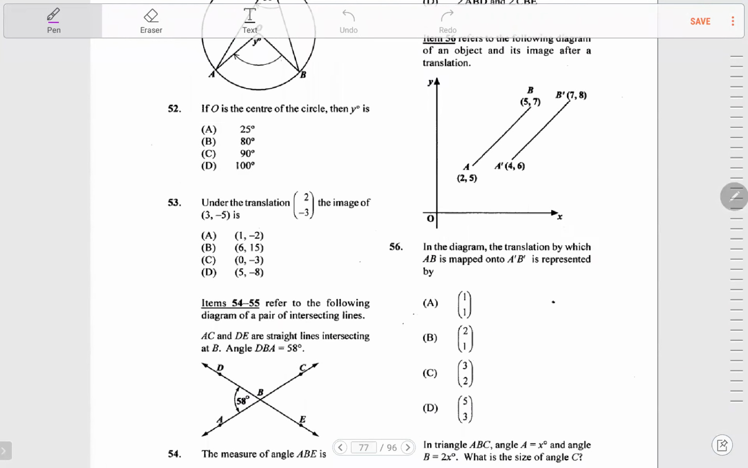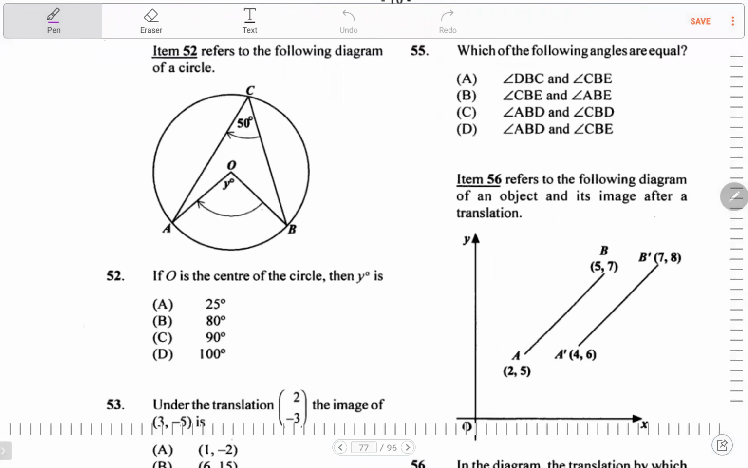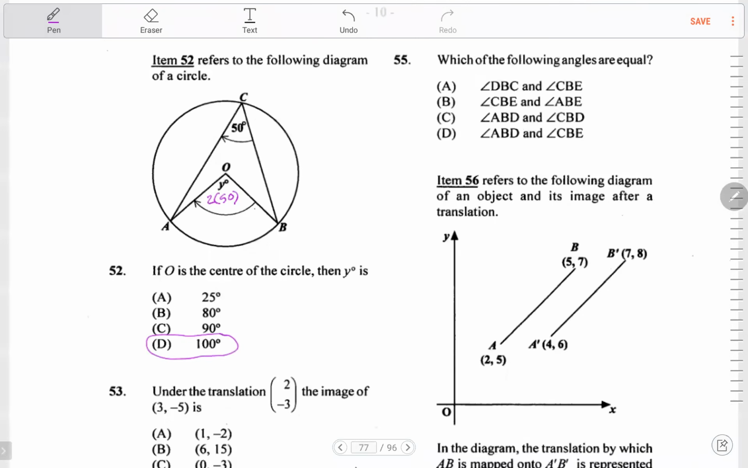Next question. We did this one before. We said angle at center twice, so this is 2 times 50. 2 times 50 degrees is 100 degrees. Angle at center is twice angle at circumference.